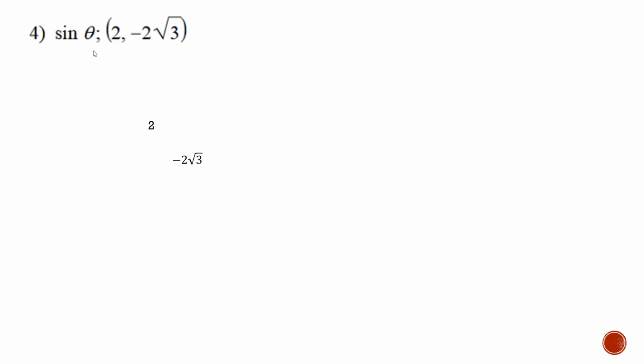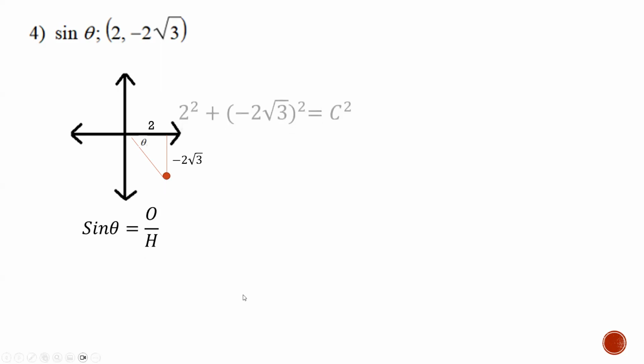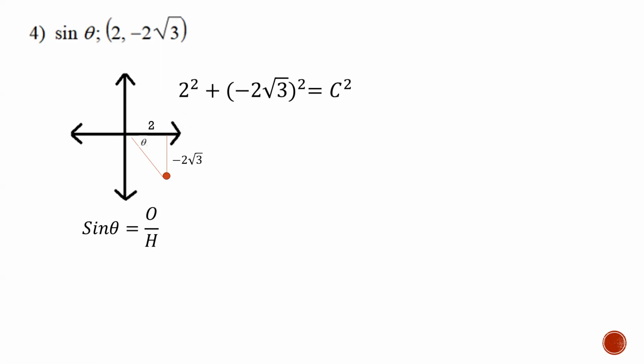So, 3 more examples. Again, sine of theta. Draw where your triangle is. We have, if the coordinate x is 2, y is -2 radical 3. Sine is the opposite over hypotenuse. Again, we have to use Pythagorean theorem. I'm hoping that some of you can do this in your head. Again, you can always resort to your calculator. Just be careful how you plug this in.